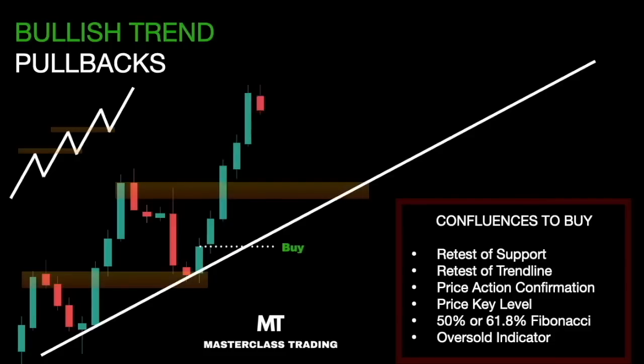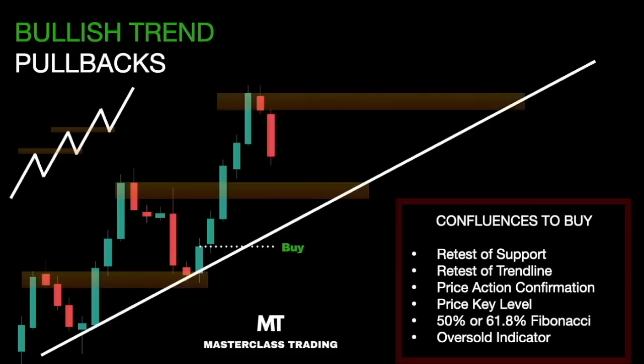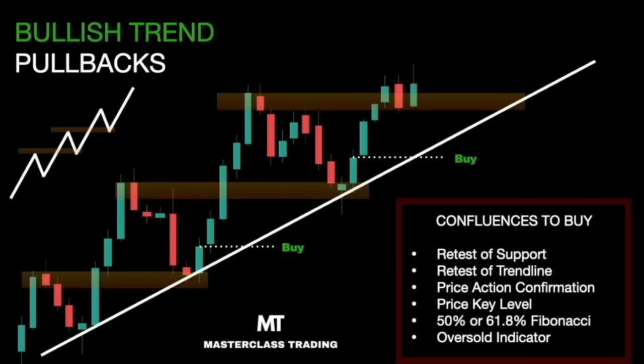When price retraces creating an opportunity to buy, we need a list of confluences to support our trading idea. The main confluences to look at, when buying for a continuation of the upside movement are the retest of support, retest of trend line, bullish price action confirmation, price key level, oversold indicator, and Fibonacci retracement to 50% or 61.8%. Another important factor to keep into consideration is the awareness of important financial data that could be released.